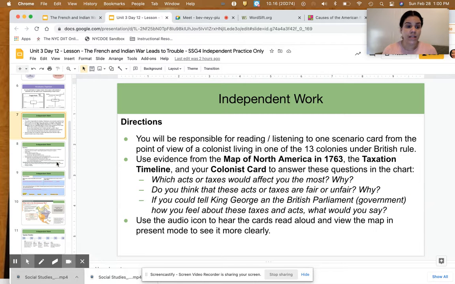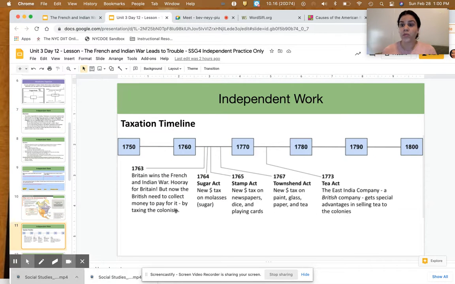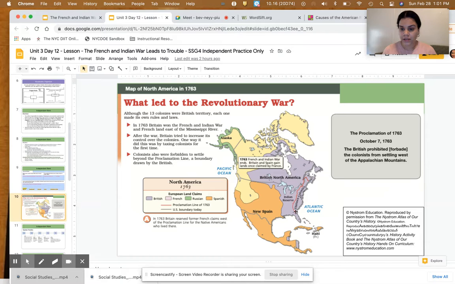We're going to see the taxation timeline again, which we saw in the introduction of our lesson. Remember that the British won the French and Indian War, and as a result of fighting that war, they fell into debt. They spent a lot of money they did not have during this war. And they decided that they can pay off the people that they owe money to by creating these taxes, the Sugar Act, Stamp Act, Townshend Act, and Tea Act, and tax the colonists, make them pay.